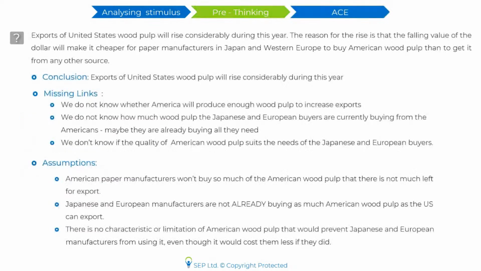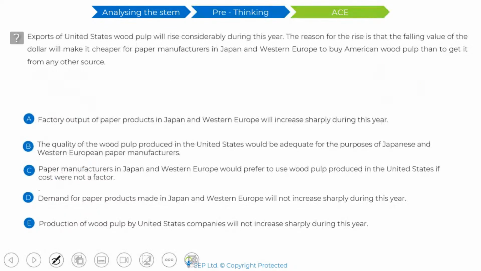Whenever you think, there's a tip here. Whenever you are presented with a question on exports and imports, there are a couple of things that you can think of. You can think of demand in the importing country, demand in the exporting country. You can think of supply from the exporting country. You can think of price. You can think of substitutions. There are some common things that you can think of. Let's start with our elimination process.